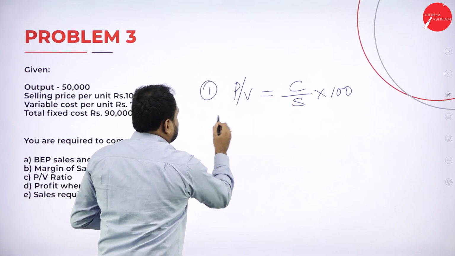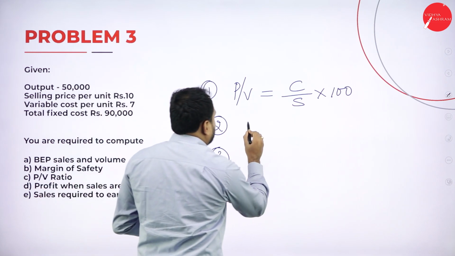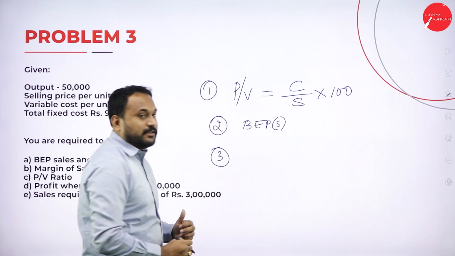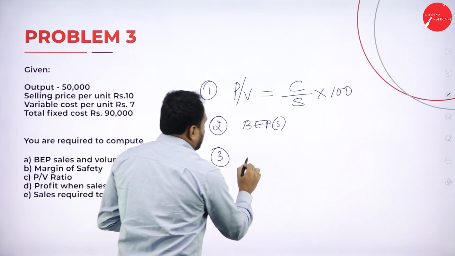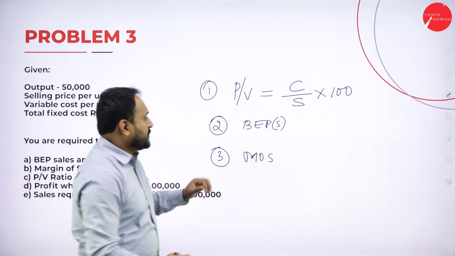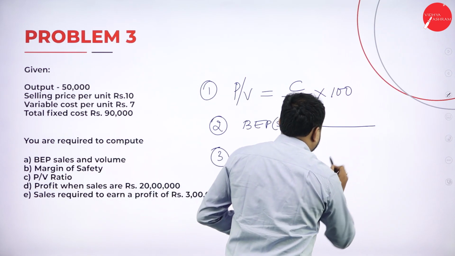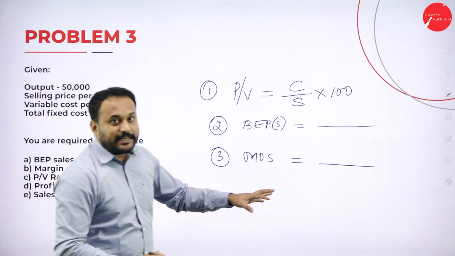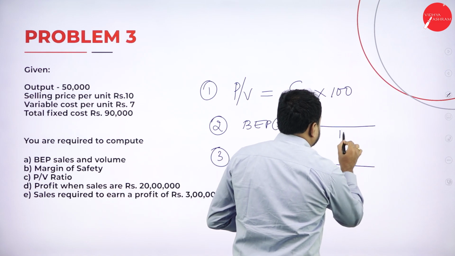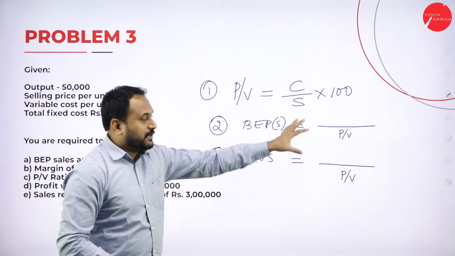Second and third formulas are very easy to remember. We have break-even point sales, and one more, MOS, margin of safety. The common factor here is the denominator: PV is the denominator. So we write PV here, and here also PV. In both formulas, PV is the denominator.